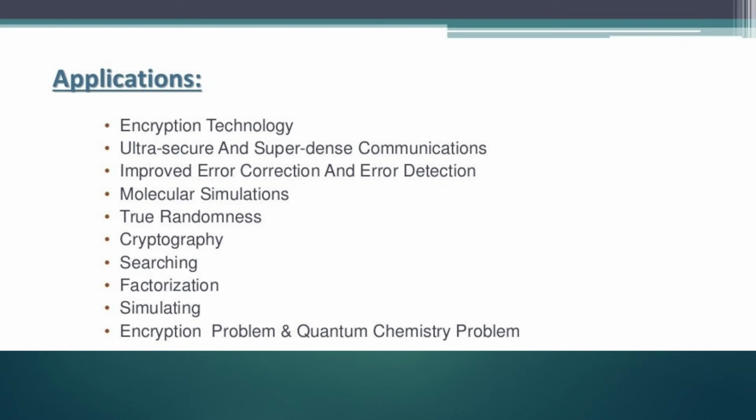Let's talk about the applications of quantum computers. It will provide encrypting technology. It is ultra secure and super dense communications, improved error correction and error detection, molecular simulations. It is the true randomness which measures accuracy more than the computers nowadays, and cryptography, searching, factorization, simulating, encryption problem and quantum chemistry problem.